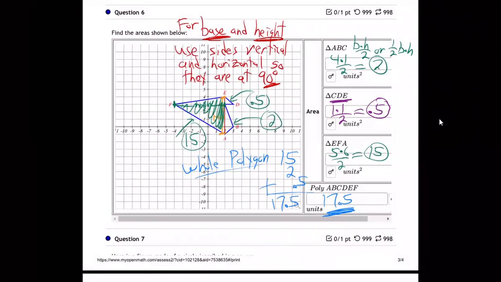Anyway, 17.5 is how many exact squares fit inside that polygon. You can fit exactly 17.5 squares. That's not an approximation, that's an exact answer. How many squares fit inside that polygon? There we go.